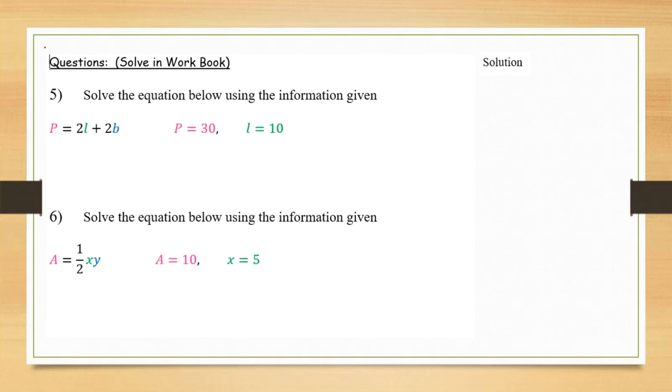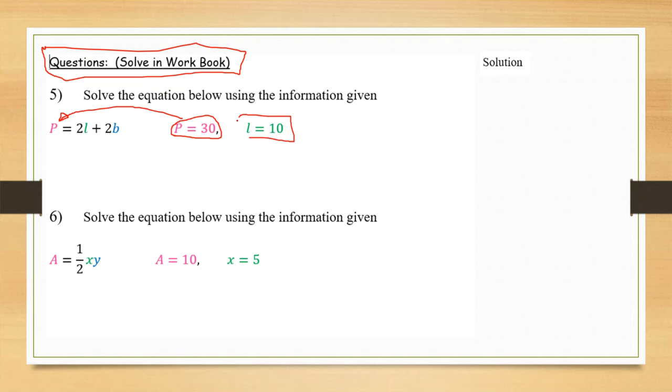Okay, so for the questions, I want you to solve them in your workbook. So you can pause the video, try the questions, and then press play to check your work. So P equals 30, this part gets substituted into here, and the L gets replaced with 10. So our solution is over here. This is what it looks like.